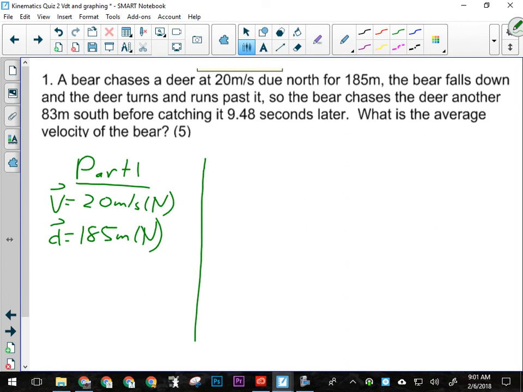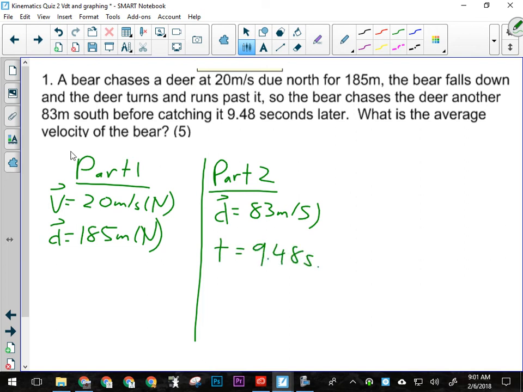Then the bear falls down, and the deer turns and runs past it. So the bear chases the deer another 83 meters south. So now we have another displacement, 83 meters south, before catching it 9.48 seconds later. What's the average velocity of the bear?